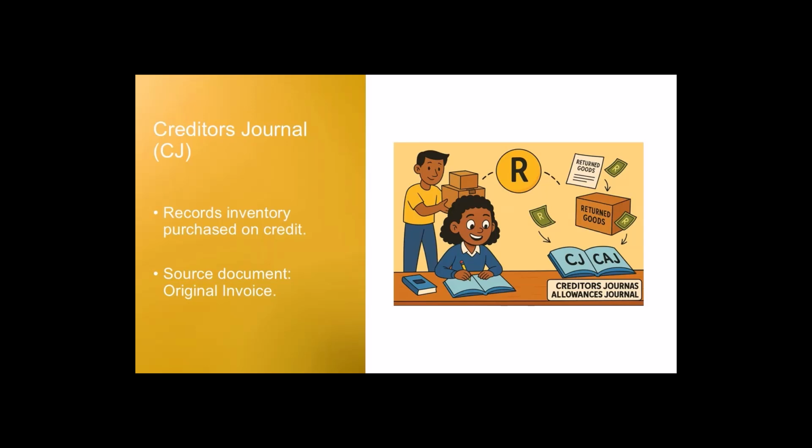Every journal we use in accounting has its own purpose. The same is true for the creditors journal. As we already said, the creditors journal is where we record all inventory purchased on credit, as well as assets, for example a laptop, or even our stationery and cleaning materials. The source document for the creditors journal is an original invoice, which we will receive from the supplier when we purchase the inventory, the asset, the stationery, or the cleaning materials.